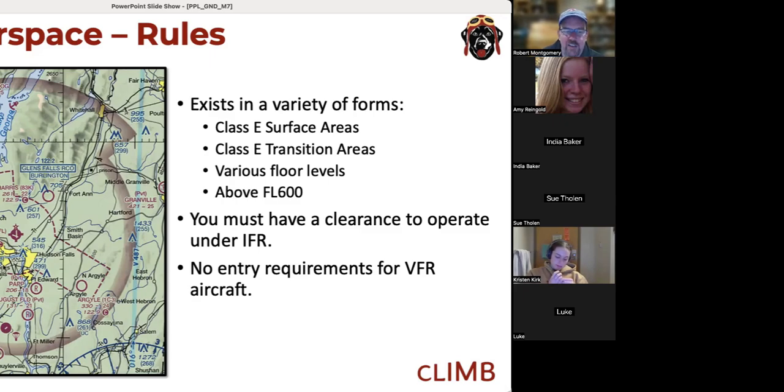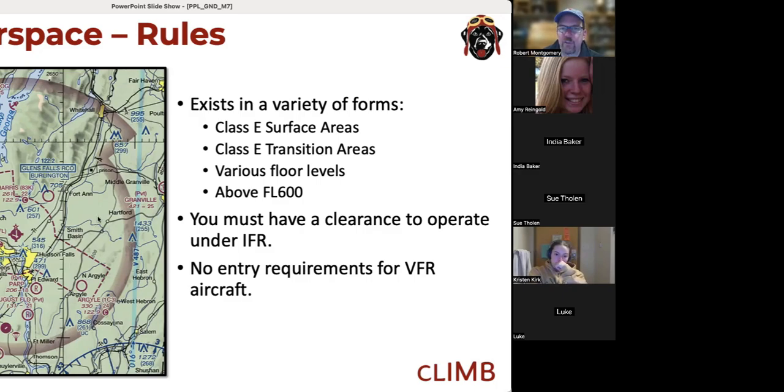We have what are known as Class E surface areas, which is what this dashed magenta line indicates, right? So that means that Class E airspace here goes all the way to the floor. As you move away from the airspace, just like that upside down wedding cake that we saw around Class B and Class C, they have what are known as Class E transition areas, right? And specifically, if you look at this line here, it's fuzzy on one side and sharp on the other. On the fuzzy side, what it's saying is Class E starts at 700 feet AGL. On the sharp side, it's saying Class E starts at 1,200 feet AGL, right?